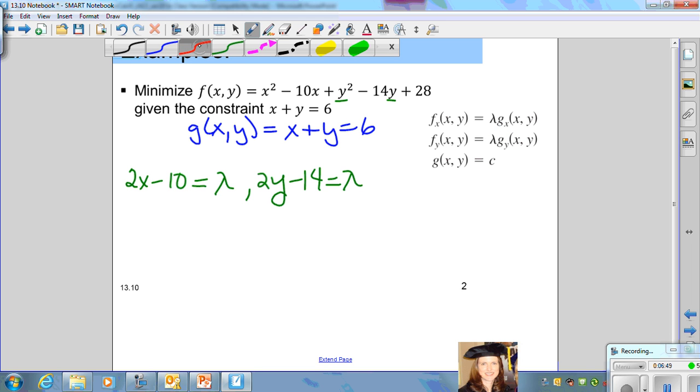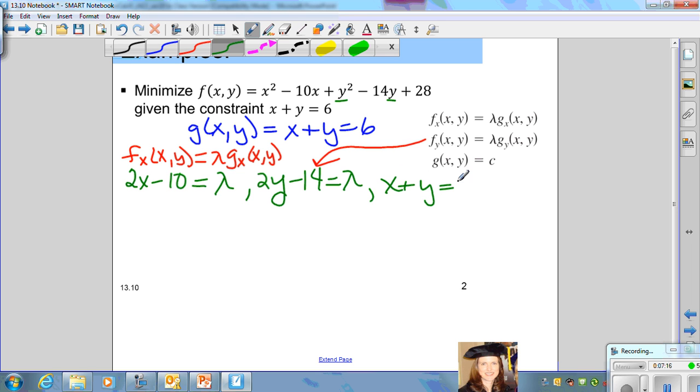Again, what I'm doing here is taking the partial derivative with respect to x of the f of xy function and setting that equal to the multiplier times the partial derivative with respect to x of the g of xy function. And that's our first one, and this one we just calculated. And then the way we get our third equation is to just rewrite the constraint equation, x plus y is equal to 6. So we have our 1, 2, 3 equations here, 3 variables, and we want to solve this system of equations.